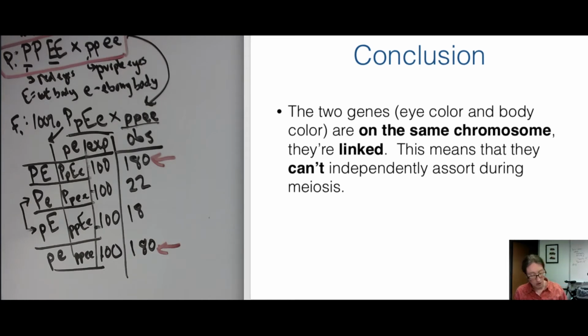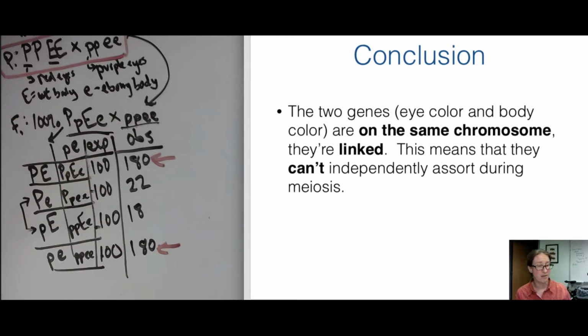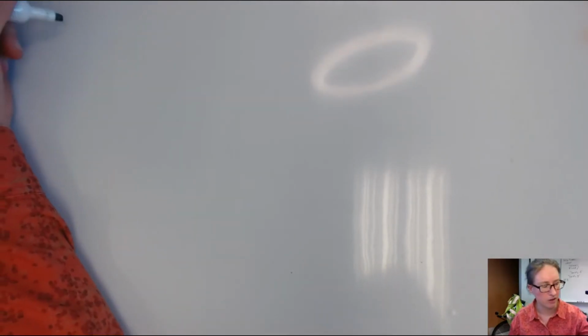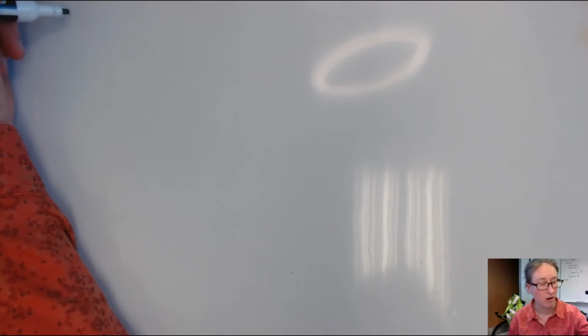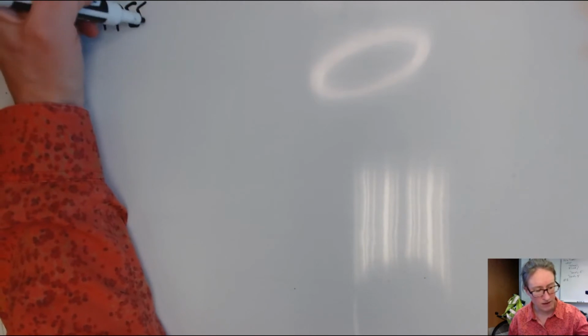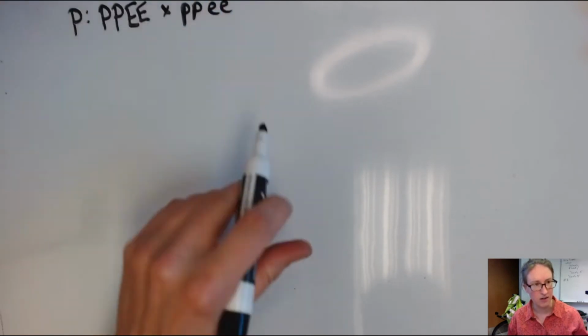So the conclusion we can draw from this observation is that these two genes, so the gene for eye color and the gene for body color, are on the same chromosome and they're linked, which means that they cannot independently assort during meiosis. So let's redraw this cross and how it looks if we actually track it on chromosomes through meiosis. So we started out with a parental generation that was big P, big P, big E, big E crossed with little p, little p, little e, little e.